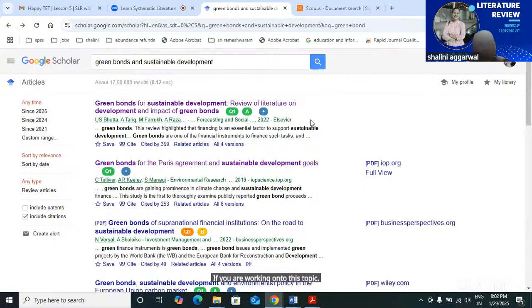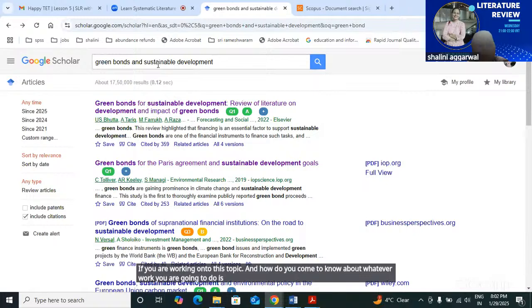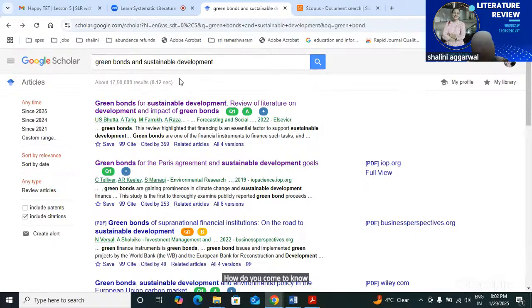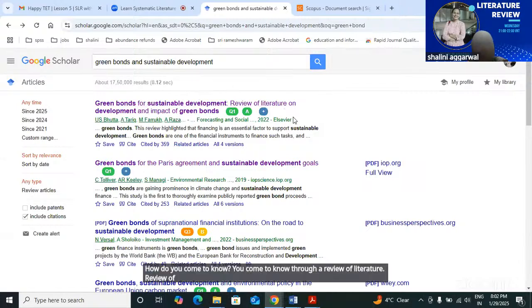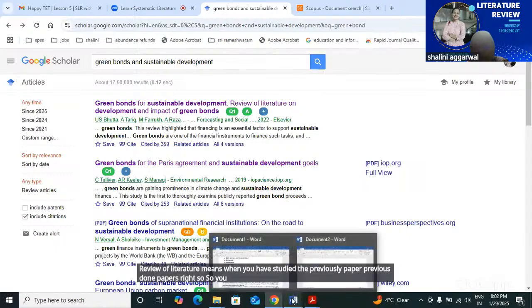And how do you come to know that whatever work you are going to do has not been done in the past? You come to know through a review of literature. Review of literature means you have studied the previously published papers. So you have to make sure that whatever you are doing has not been done in the past. This is the most important thing.